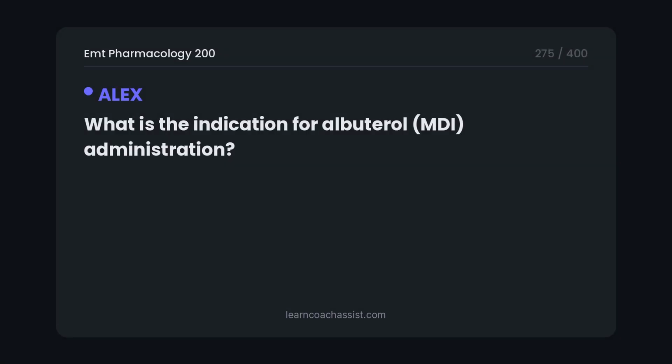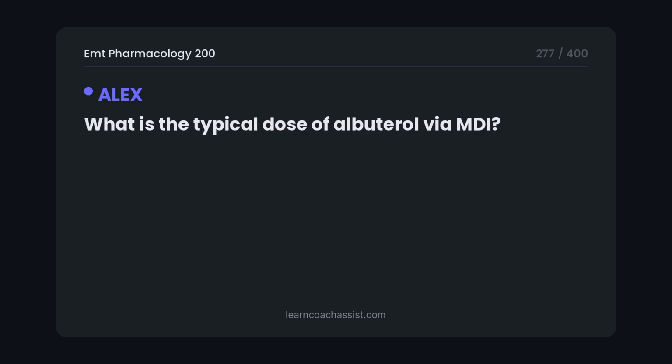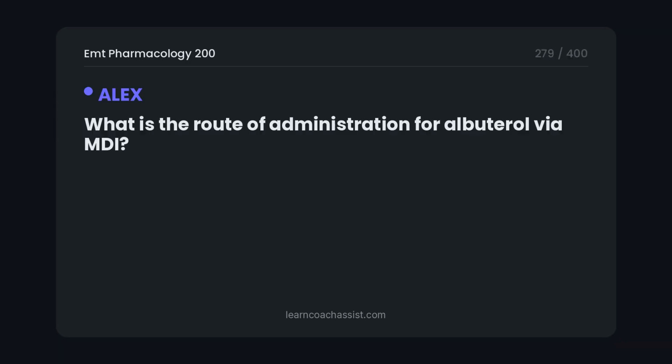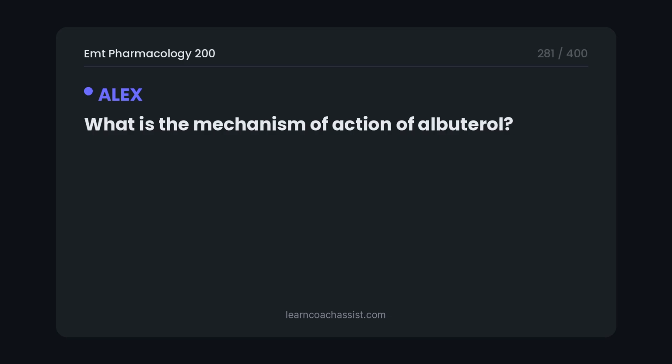What is the indication for albuterol, MDI, administration? Bronchospasm/wheezing associated with asthma, COPD, or other respiratory distress. What is the typical dose of albuterol via MDI? 1 to 2 puffs, approximately 90 micrograms per puff, repeated per protocol. What is the route of administration for albuterol via MDI? Inhalation.